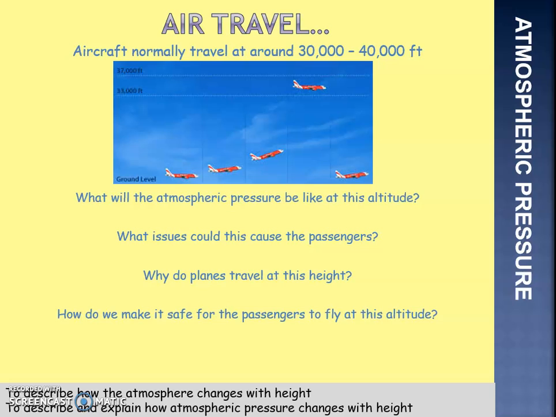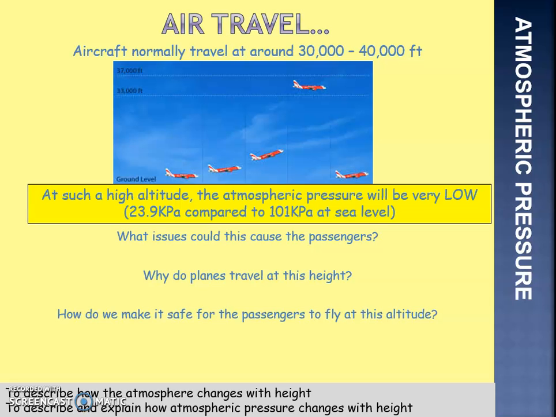Now, aircraft normally travel at around 30,000 to 40,000 foot. There are 4 questions on there. Pause the video and attempt those questions for me. Okay, question. What will the atmospheric pressure be like at this altitude? At such a high altitude, the atmospheric pressure will be really low. The actual value is 23.9 kilopascals compared to 101 at sea level.